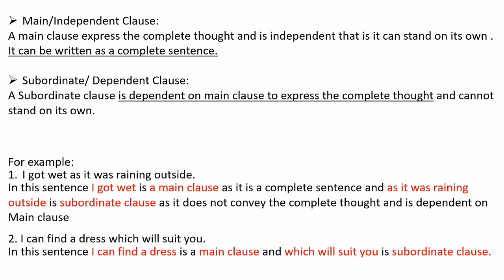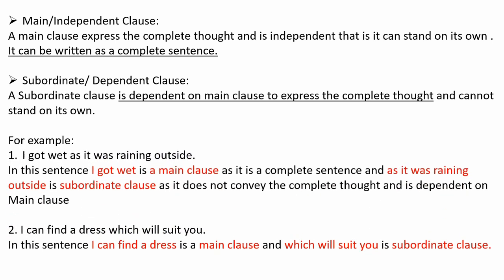Subordinate or dependent clause: a subordinate clause is dependent on the main clause to express the complete thought and cannot stand on its own. For example, I got wet as it was raining outside. In this sentence, I got wet is a clause as it has a subject and a predicate. It is a main clause as it is a complete sentence and does not need another part of the sentence to convey the idea and can stand on its own. On the other hand, as it was raining outside does not convey the complete thought and is dependent on the main clause to convey the idea, and so it is a subordinate clause.